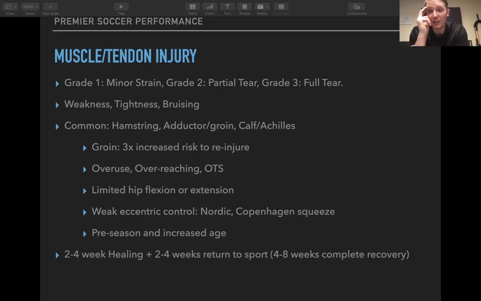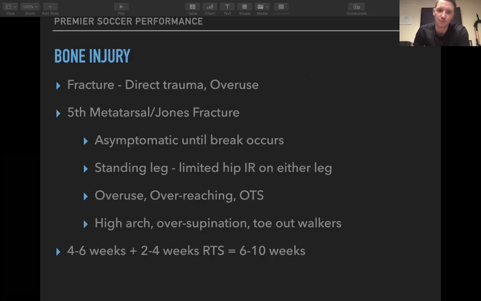And if you're at an increased age, you're more than likely going to have a correlation with increased injury rates. And again, muscle tendons take 2 to 4 weeks to fully heal, plus another 2 to 4 weeks to return to sport. So typically, if you strain a muscle, you're probably going to be out for a minimum of 4 weeks to fully return to sport without re-injuring it.